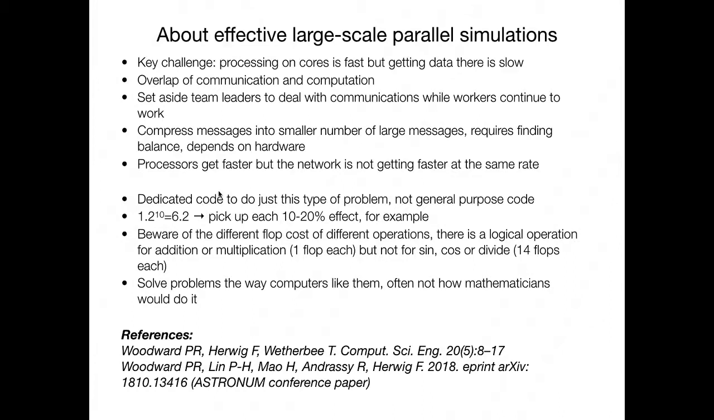And then finally, I would say that solving a problem the way the computer likes to solve it is often not the way a mathematician would like to do it. So for a spherical problem, you might think that spherical coordinates are good, but considering that a sine or cosine costs 14 times as much as a multiplication or addition, that is probably not the best way to do it for computer efficiency.